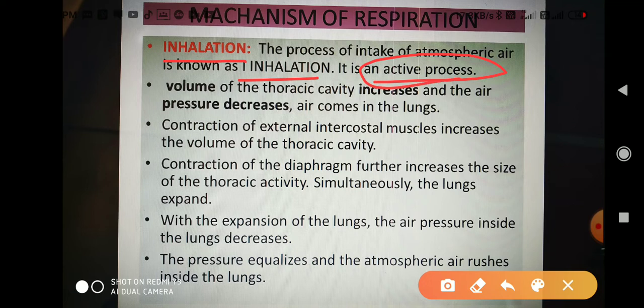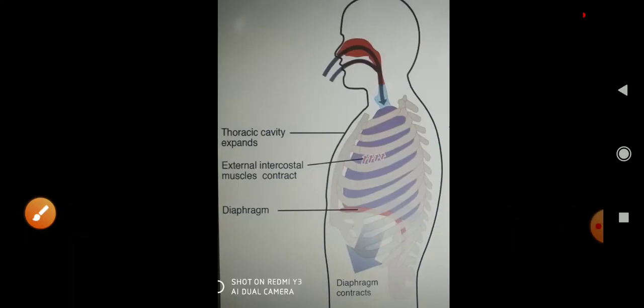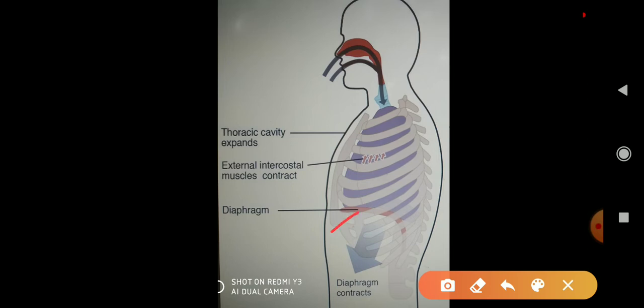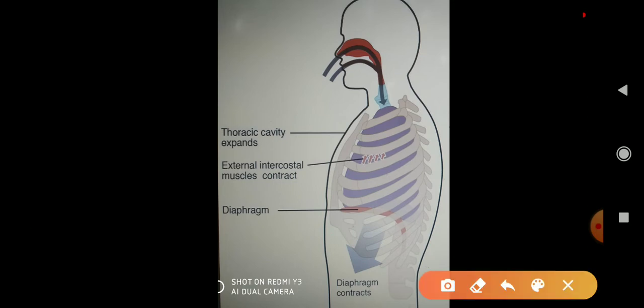The volume of the thoracic cavity increases, the air pressure decreases, and air comes into the lungs. Now I can explain this with the help of this diagram. In the bottom of the thoracic cavity, this is the diaphragm. Once again, this light brown colored structure is called the diaphragm.